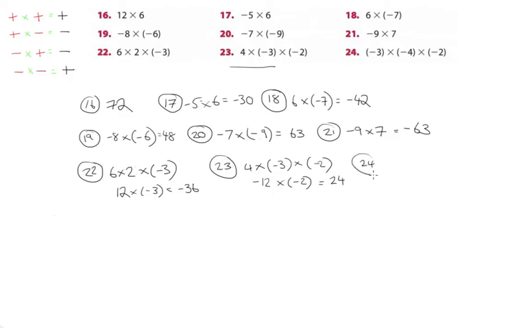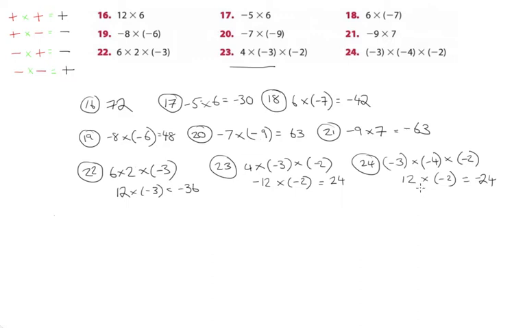And we go on to question 24. It's minus 3 multiplied by minus 4 multiplied by minus 2. Lots of minuses. So a minus multiplied by a minus is a plus, so we'll end up with plus 12. 3 fours are 12. And we're multiplying that by a minus 2. So plus 12, and you don't have to write the plus symbol. So 12 multiplied by minus 2 is minus 24. So the same answer as before, except a negative number. So that is how we do multiplying of integers.